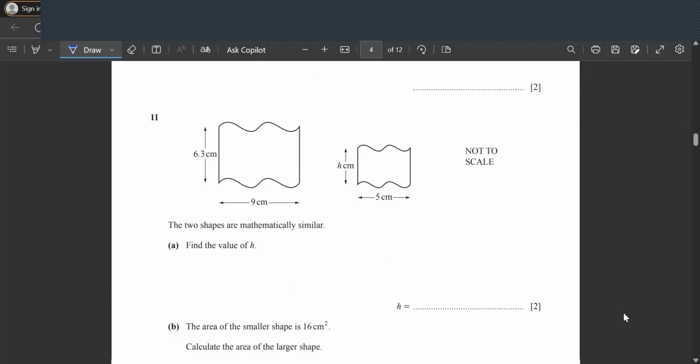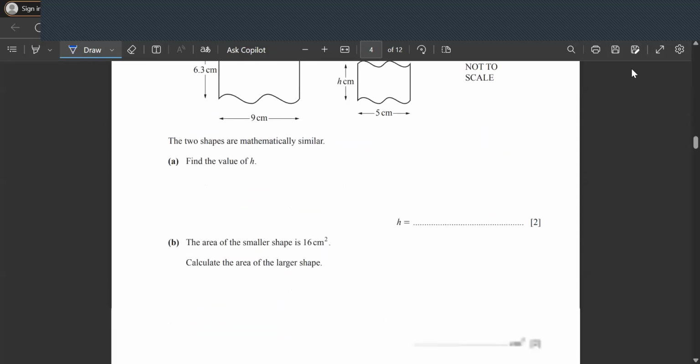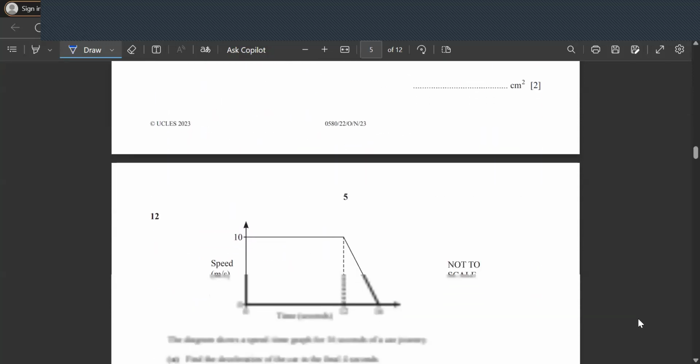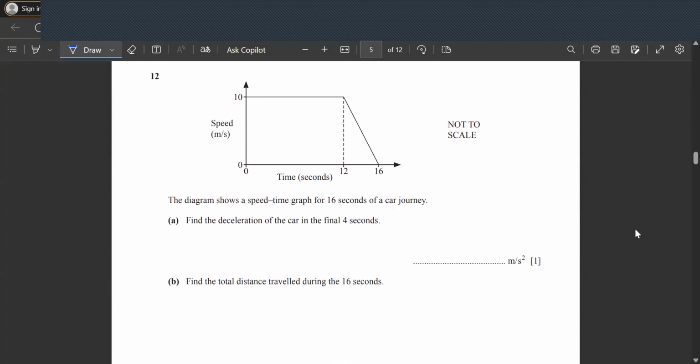Number 11, this we solved it before. Number 12. Do you remember this? The graphs? Okay. He's giving me this graph. Find the deceleration in the final 4 seconds. How to find the deceleration in the final 4 seconds? Slope. Yes, the slope.